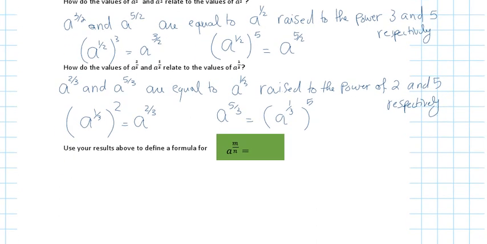How can I write a to the power of 1 over 3 as a root? What would it be? The root of what? What do I put here? 3. So the cube root of a is a to the power of 1/3. They're the same thing, okay? To the power of 5. So that's the same thing as writing this, right?